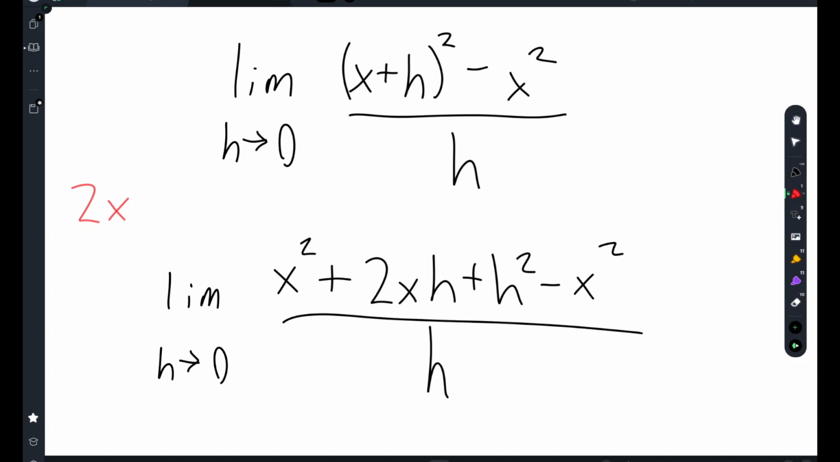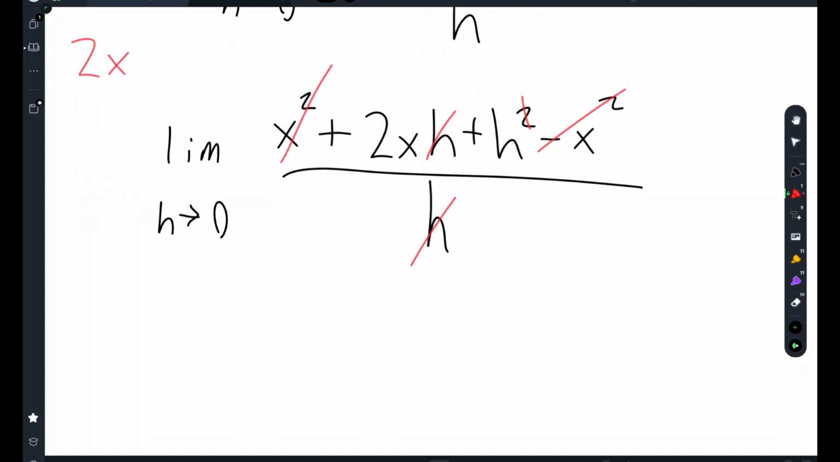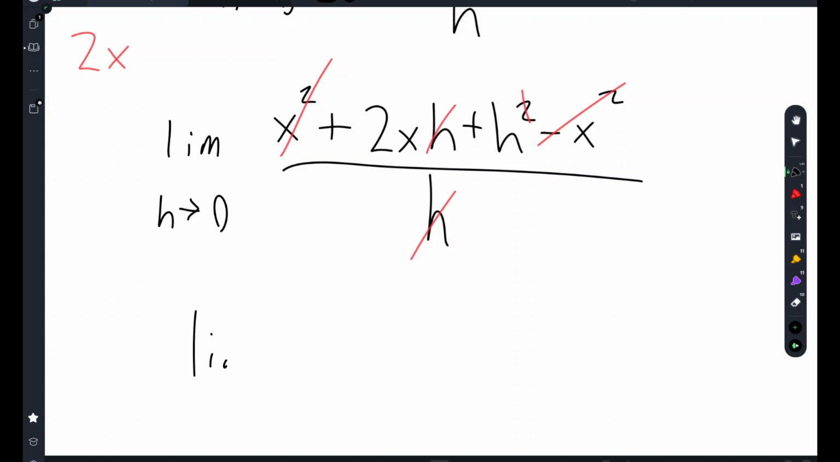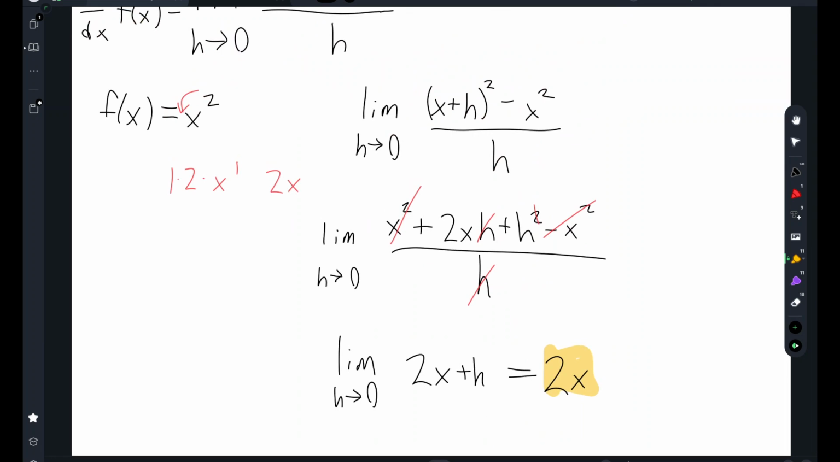Right? Notice how these cancel, and then we can divide by h. And so then we get the limit as h goes to 0 of 2x plus h. And notice that when we solve this limit, if h goes to 0, then if h is 0, then it's just 2x. And boom, we actually got it. We derived it, right? So now we know through the long way, not just the shortcut, that the derivative of x squared is 2x, right? So that's how you can kind of use that.